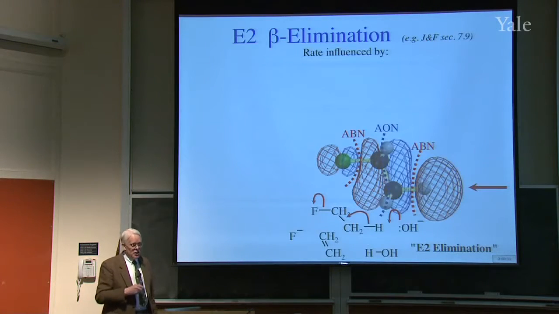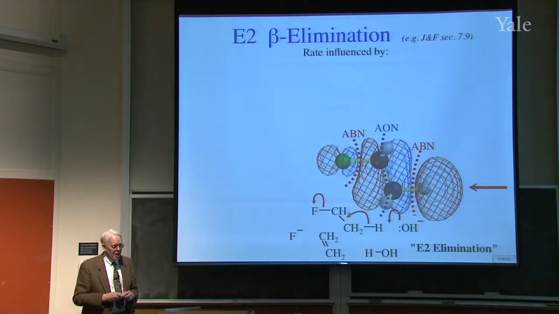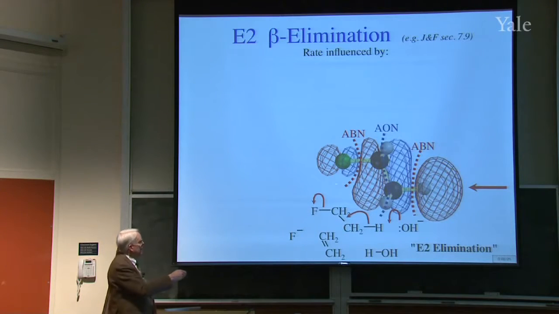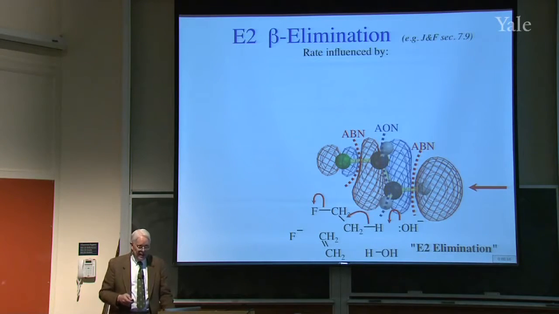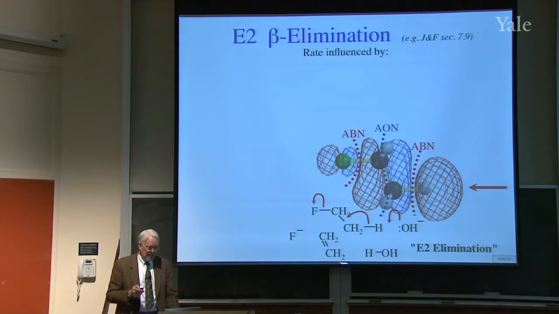First, E2 or beta elimination. Now, this is from last semester. You remember you can attack here with a high HOMO, antibonding here, you break off fluoride, you break off hydrogen, and form the carbon-carbon bond as shown by the curved arrows here. And we said last semester that that's the E2 elimination mechanism.